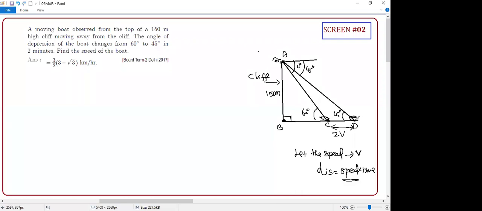Any doubt? Any doubt on the diagram? Hari Shankar, do you have any doubt on the diagram? No, no sir. No doubt.